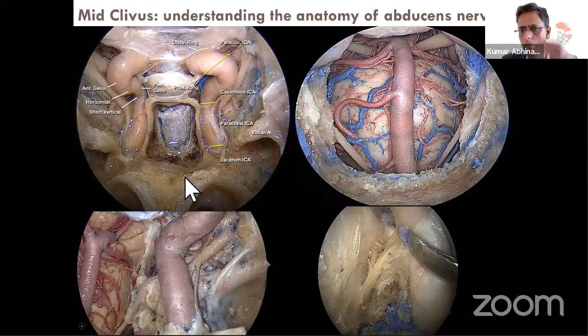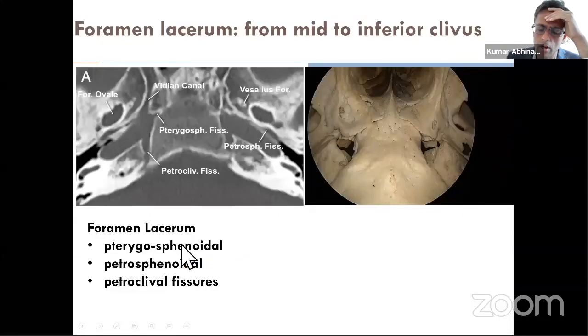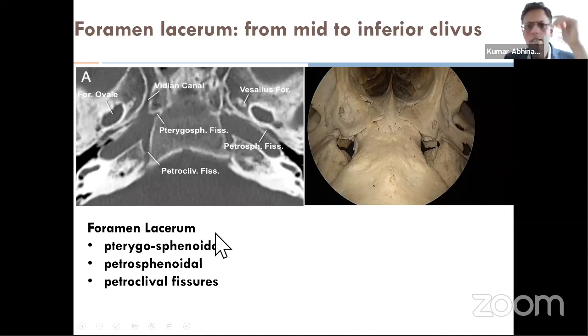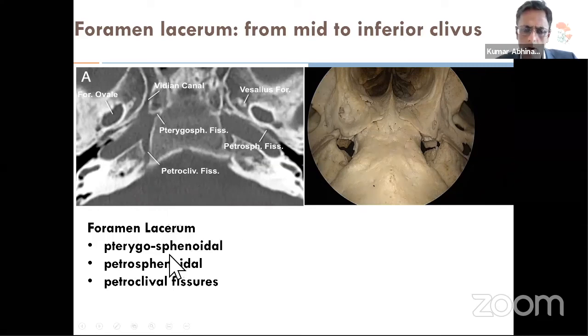Foramen Lacerum aspect, about the Foramen Lacerum and the inferior clivus, and finish up with understanding the lacerum is important because it's the junction between your mid and the lower clivus, between the coronal and the sagittal work. And we define this as a confluence between these three fissure lines, as we can see: pterygosphenoidal, petrosphenoidal, and petroclival fissure.